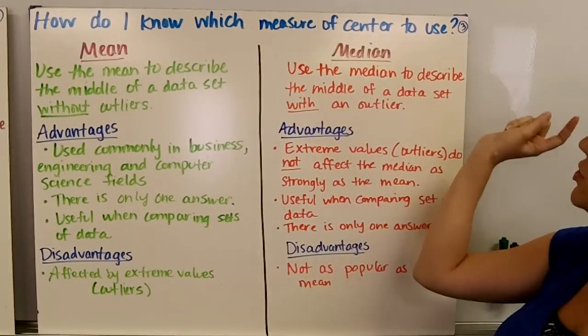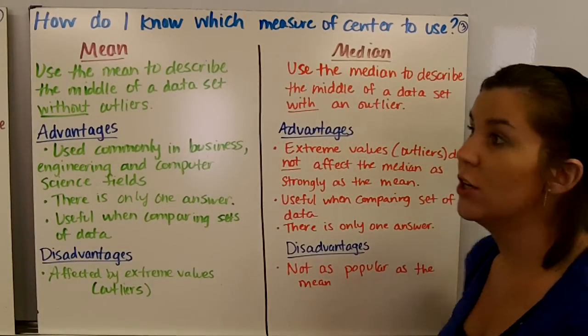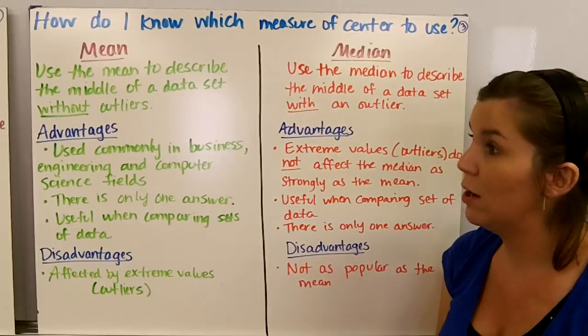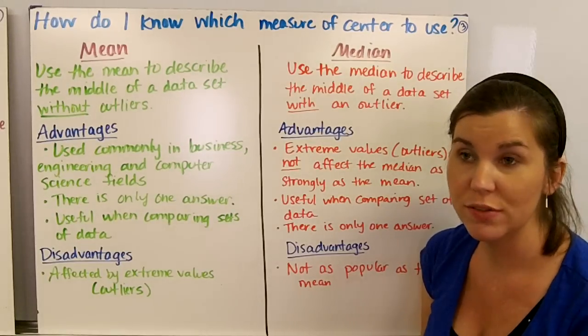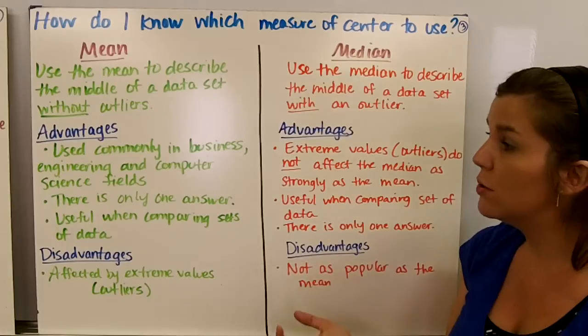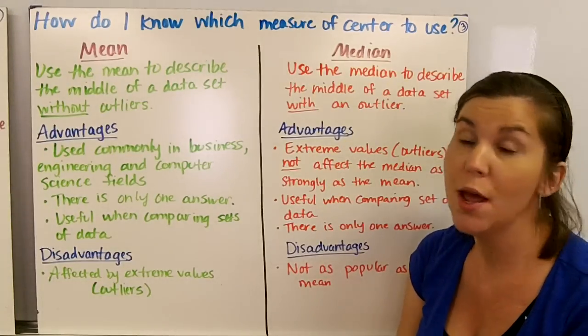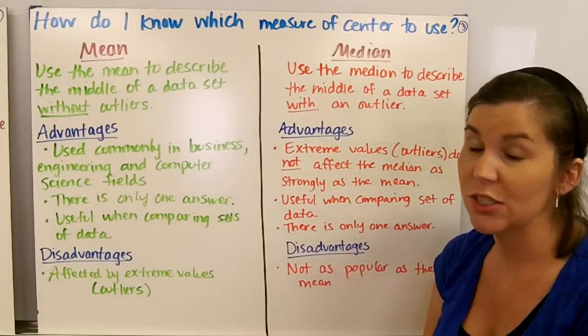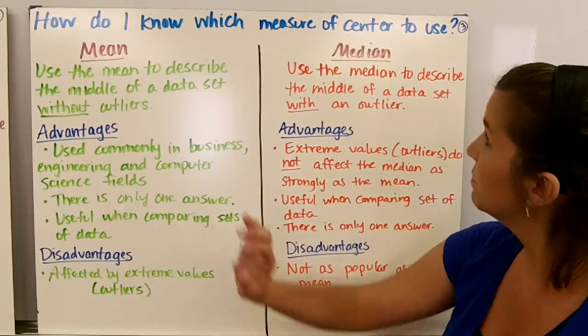How do I know which measure of center to use? In the first slide, you saw mean, median, mode, and outliers. Outliers are not a measure of center, but they do affect the measure of center. Mode is something pretty easy to determine, but it doesn't really affect what the center is. It's just whatever shows up the most.